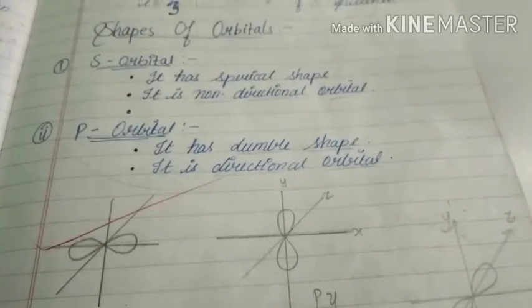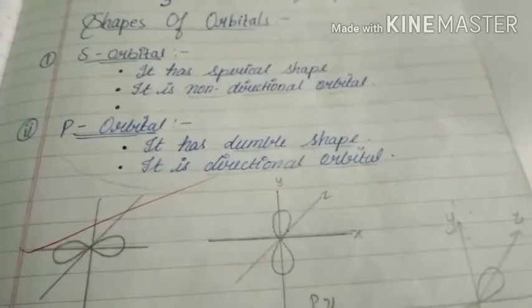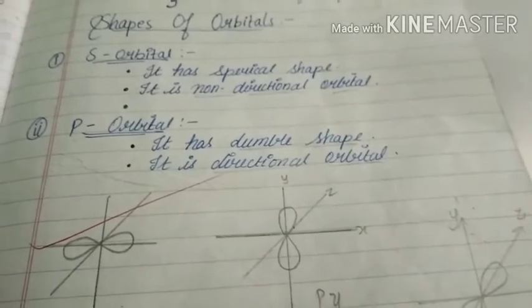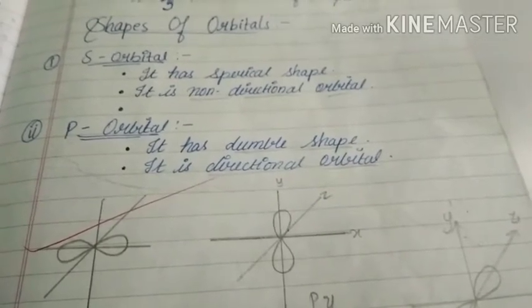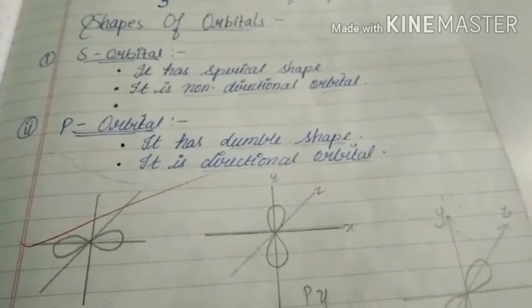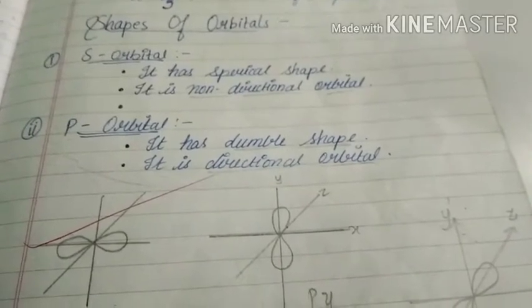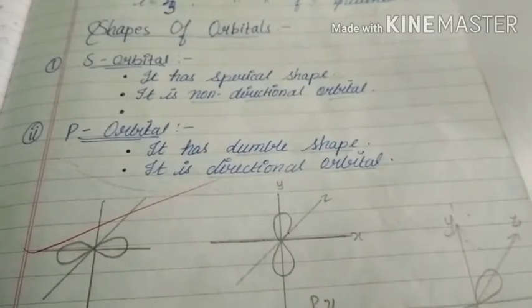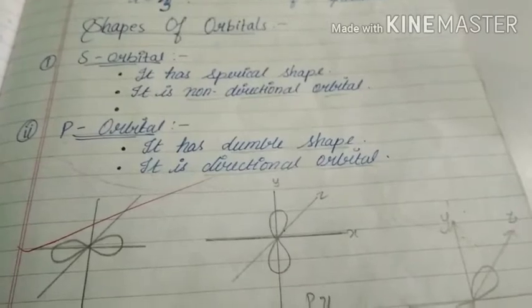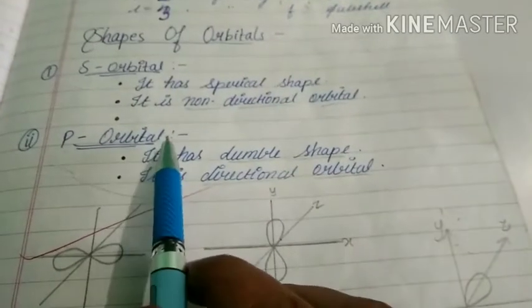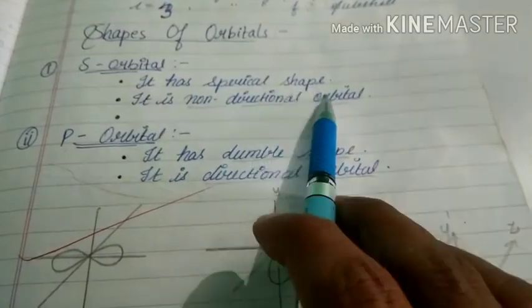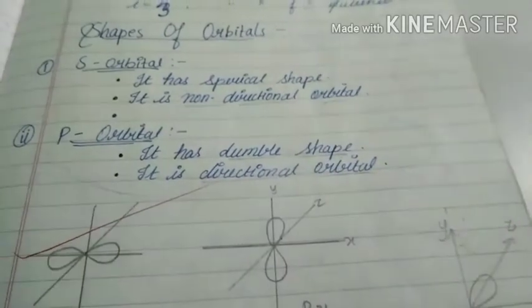Good morning, students. The next topic is shapes of orbitals. That means we have to discuss the shapes of s orbital, p orbital, d orbital, and f orbital. First case, s orbital. It has a spherical shape. That means its shape is like this. Its shape is like this in 3 dimensions.